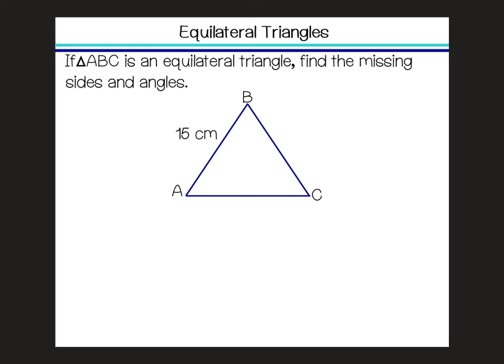So in this first example, it says, if triangle ABC is an equilateral triangle, find the missing sides and angles. Again, equilateral means all three sides are the exact same. Therefore, each missing side would be 15 centimeters. It also means that all three angles are the same. We know that all the angles of a triangle add up to be 180 degrees. If it's split three ways evenly, that means each angle would be 60 degrees.